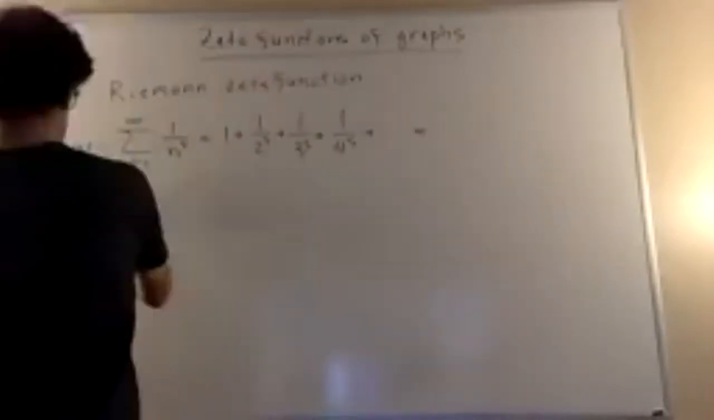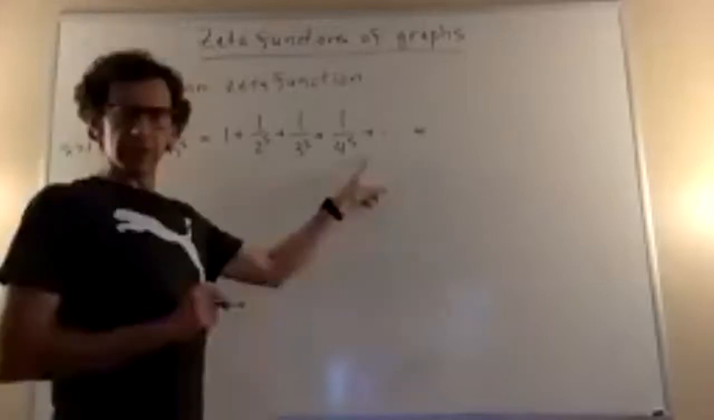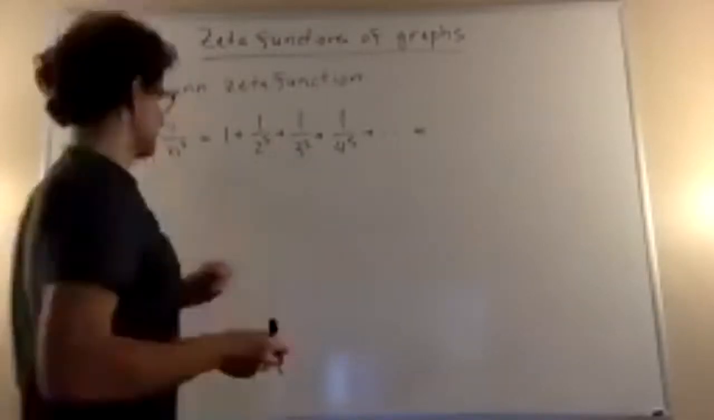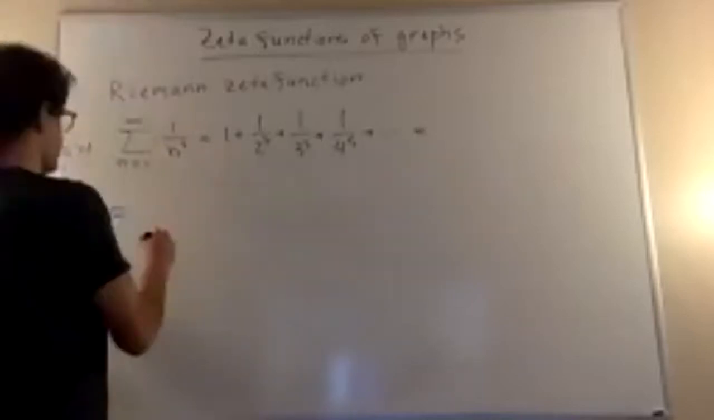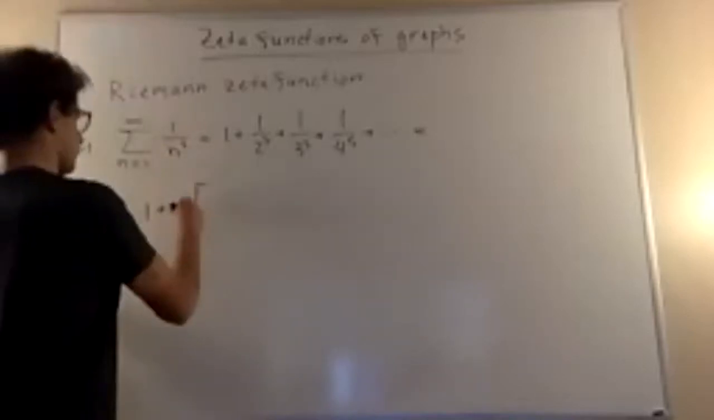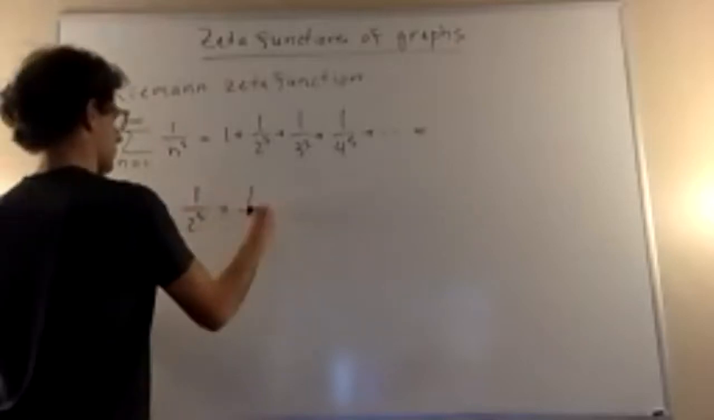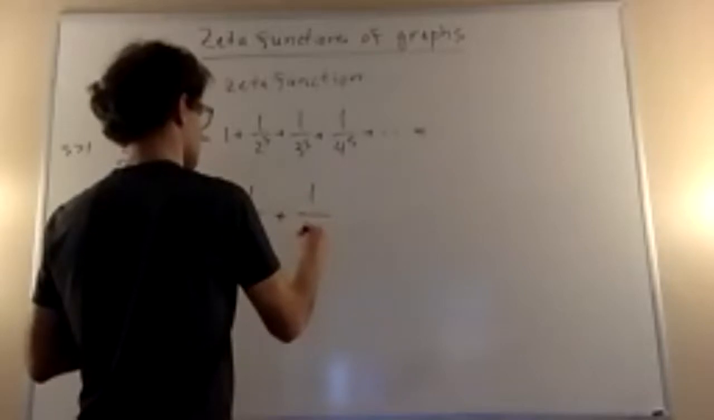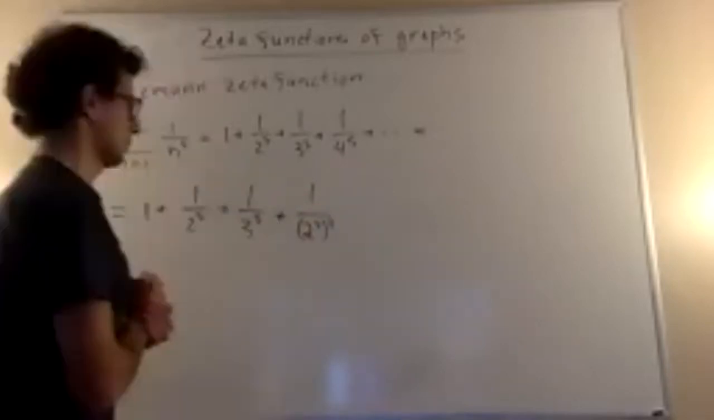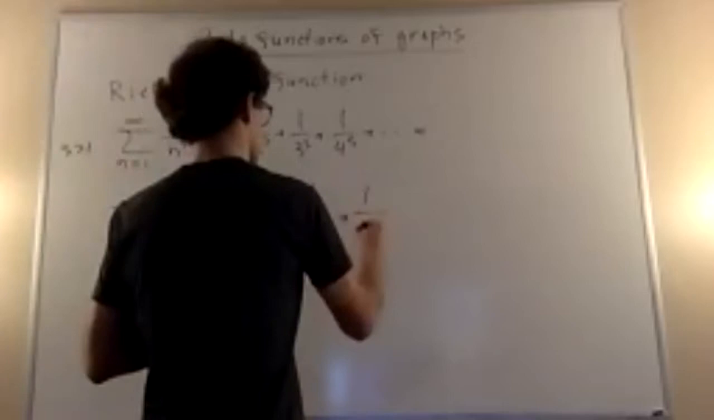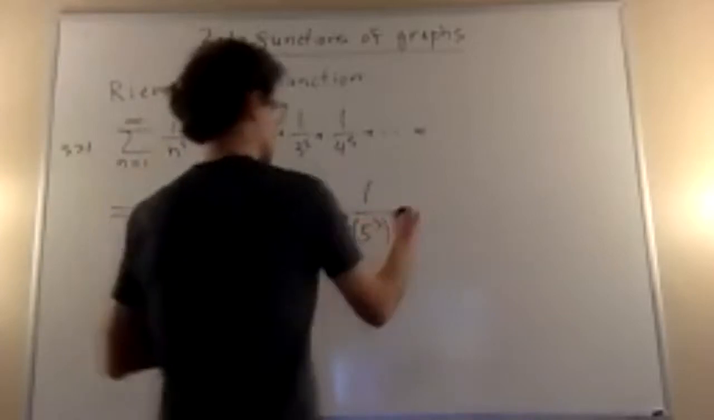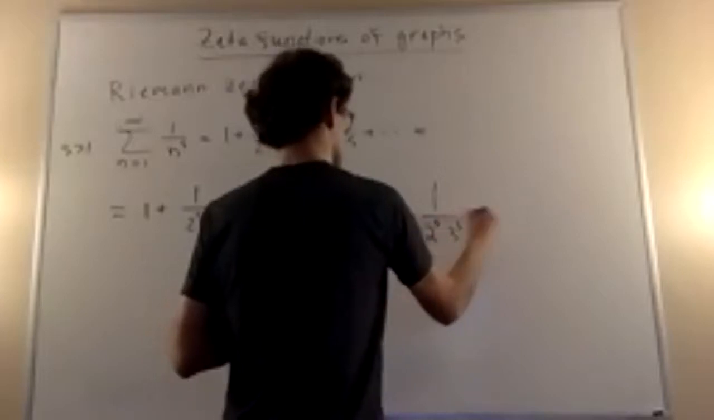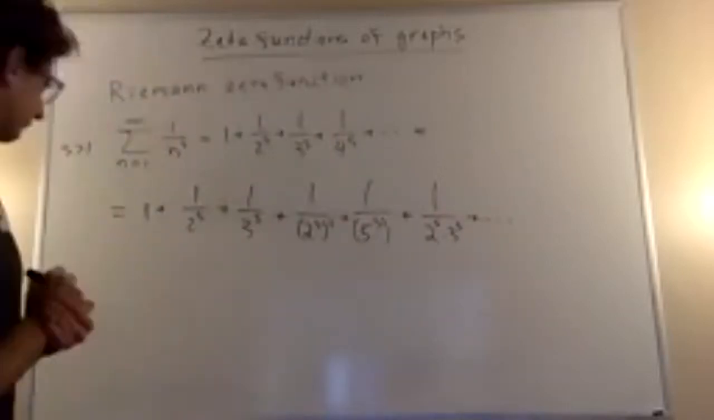So here's the idea. Every integer occurs in this sum, and every integer has a unique factorization into prime numbers, right? So this, for example, is just a 1. Then I've got a 1 over 2 to the s, 1 over 3 to the s. And this here is 1 over 2 to the s squared. Then I've got 1 over 5 to the s, 1 over 6 to the s, which is 2 to the s times 3 to the s, and so on, right?